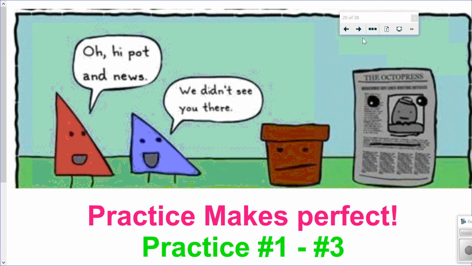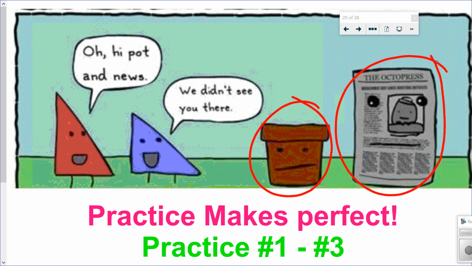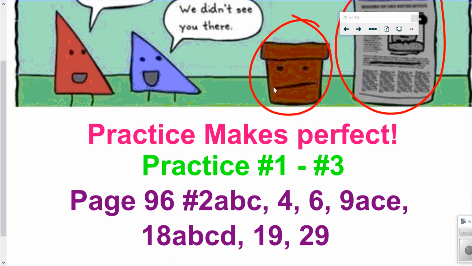Okay, I really love this joke. This is cute. So the triangle says to the other triangle, "Oh, hi, Pot and News. We didn't see you there. Hypotenuse, hypotenuse." I think that's pretty good. I'm high-fiving myself right now.